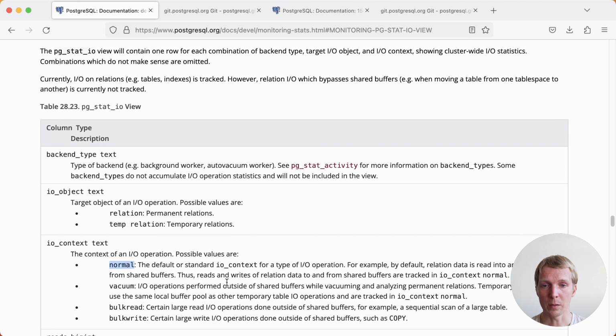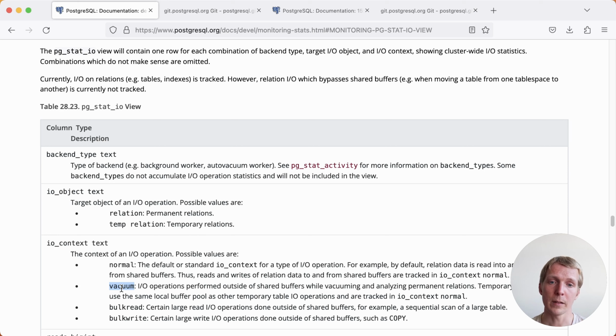There is the concept of a normal I/O operation. This is if you just have, let's say, a query doing an index scan for loading a couple of blocks. You have vacuum, which is one of the bulk access strategies that is used by automated processes, for example. And there's bulk read and bulk write. Bulk read, for example, could be a sequential scan over a large table.